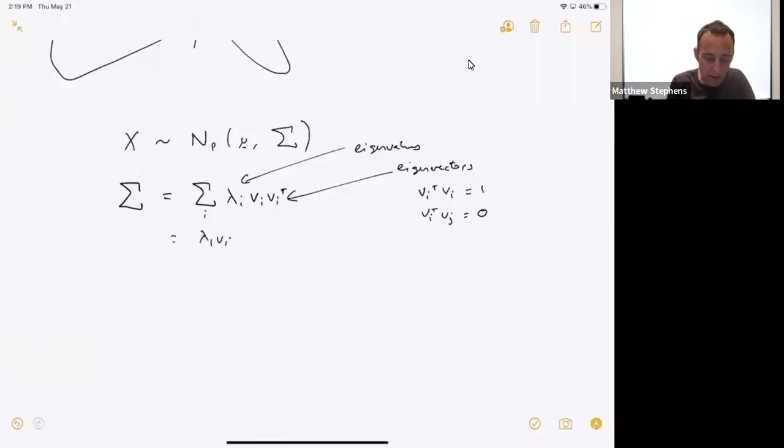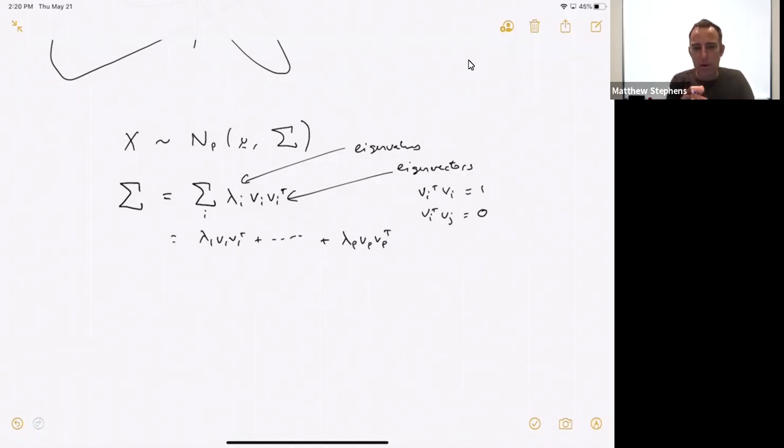Plus lambda. Well, if it's p dimensional, there could be up to p eigenvalues and eigenvectors, although it could be that sigma is singular. In other words, some of the lambdas might be 0. And it's conventional for lambda 1 to be the biggest eigenvalue, lambda 2 to be the next biggest, etc., to order them in that way.